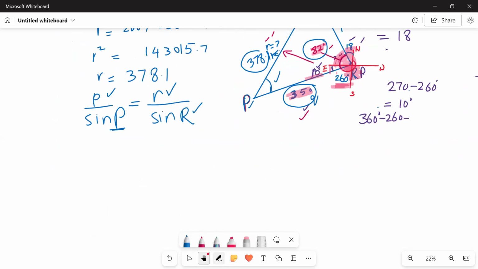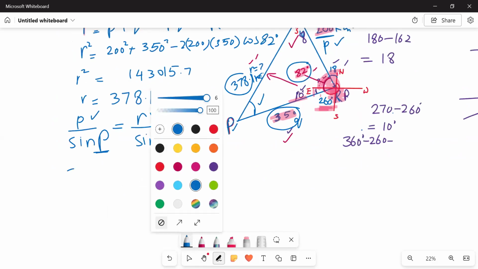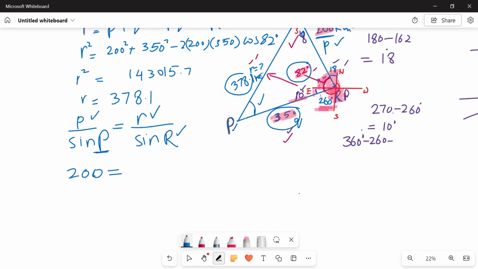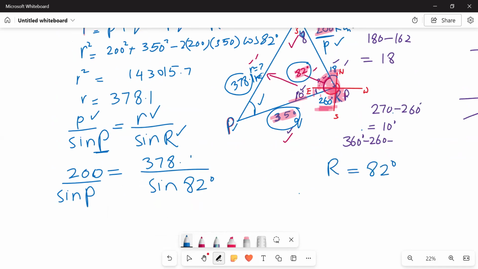Apply these values. P is 200. Sine P we have to find. R is 378.1 over sine R is 82. Okay, R angle is 82.